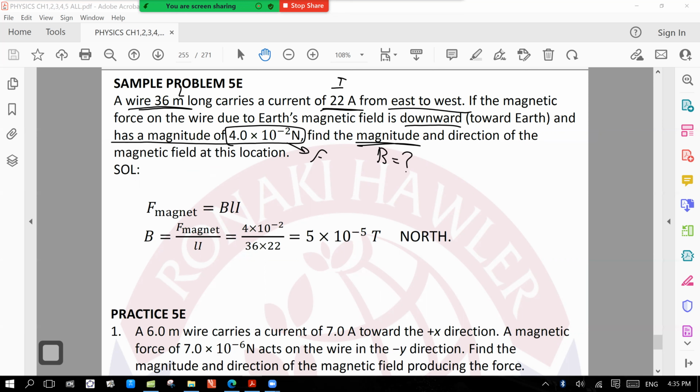So we need to find the magnetic field B and direction. First of all, finding the magnitude is quite easy. Force is equal to BIL. So if I want to find B, I just say force over IL, as you see. So we have the force, 4 times 10 to the power -2, and we have the L and the 36 ampere. We're going to get that value. Why is it due to the north? Let's just look at the question.